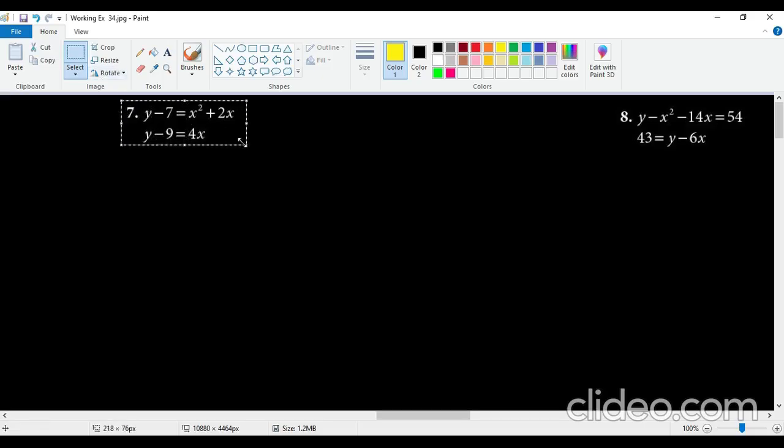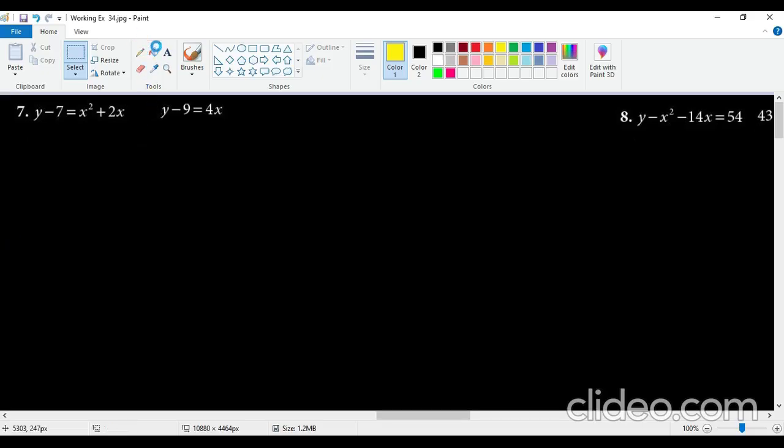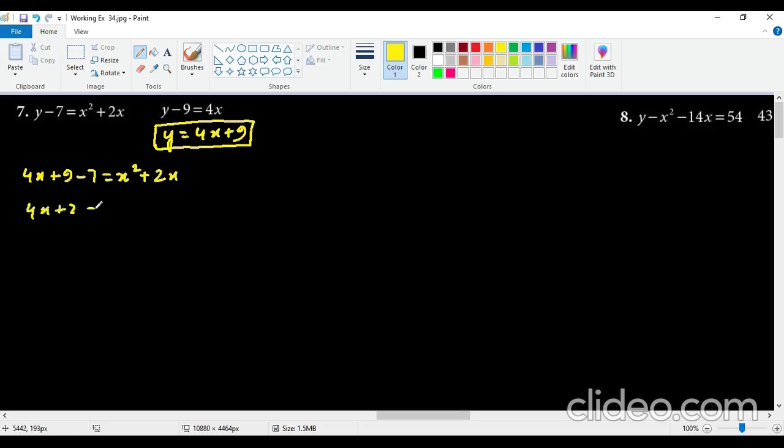I'll place this guy over here. Now in here, question number 7, it says y equals 4x plus 9, because minus 9 will go to the other side and becomes a positive 9. I will substitute the value of y in here. So it says 4x plus 9 minus 7 equals x square plus 2x, and 4x plus 2 equals x square plus 2x. I'll bring this whole thing onto the other side and change the sign. So this is going to be x square plus 2x minus 4x and minus 2. That means x square minus 2x minus 2 is going to be the equation for question number 7.